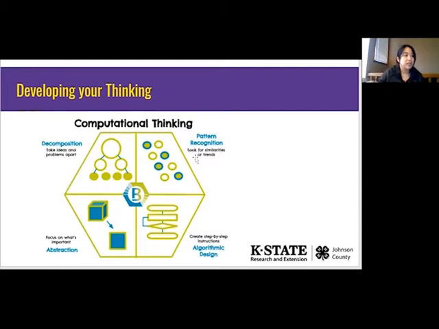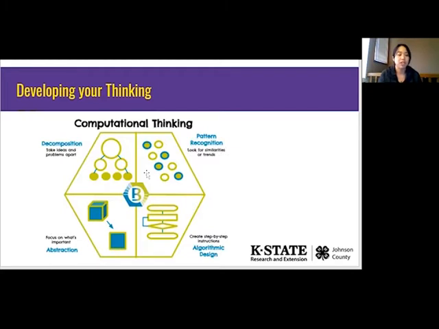So the first one is decomposition. Decomposition is taking a big idea and breaking it down into smaller pieces. And that's something a programmer really has to do every single time that they program. So when you think about, I want to code a game, that's your end goal, but it's such a big goal. How do we find the different pieces, the different problems that need to be solved along the way in order to get to that goal, right?